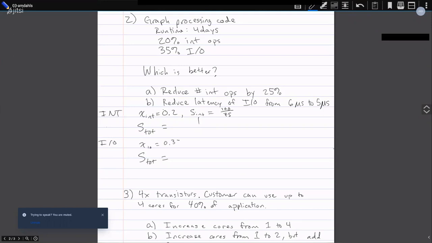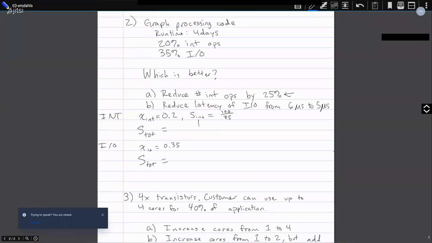Why is S_int 100 over 75? Great question. What we're saying is that before, integer operations took, let's say, 100 units of time, and now they take 75. That's equivalent to saying there's a 25% reduction in the time spent on integer operations. Does that make sense? Yeah. Cool.